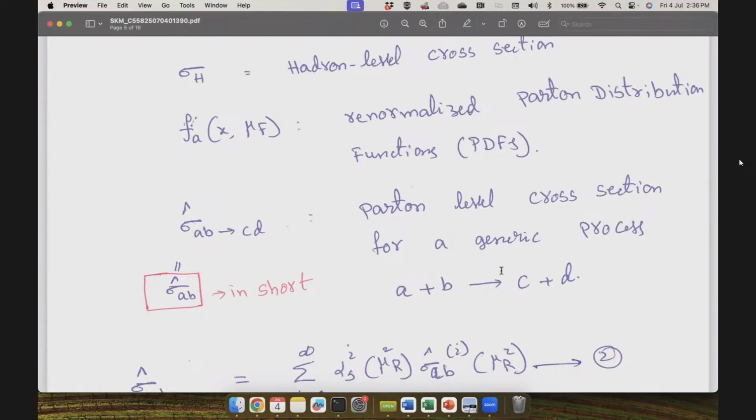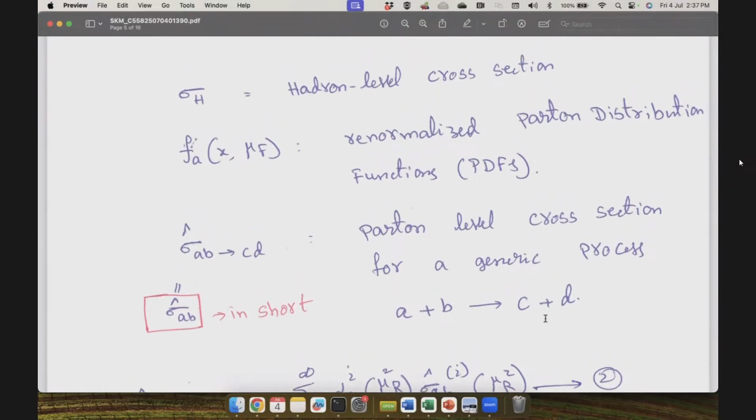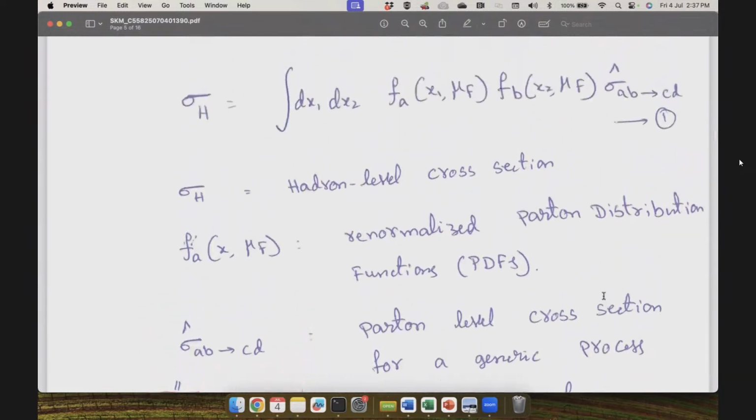In principle, you don't have to bother about what is the final state, but the final state is something that should correspond to your given final state. It could be a one particle final state like a Higgs or an on-shell Z boson. Or it could be multi-particle. It does not have to be necessarily only two particles in the final state.